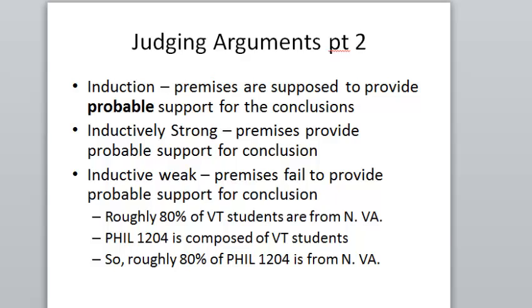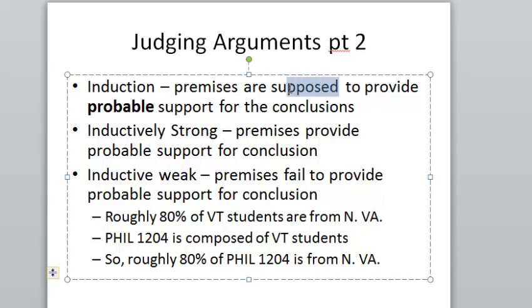So there are various forms of inductive arguments. So there are inductively strong arguments. An inductively strong argument, like it sounds, is the premises provide probable support for the conclusion. So the difference between these two, this might seem like a repetition, is that this induction here just says supposed to, right? So it may not actually. So there are weak inductions which don't actually support the conclusion. A strong induction is a case in which the premises actually provide probable support.